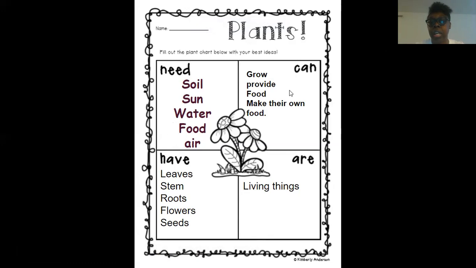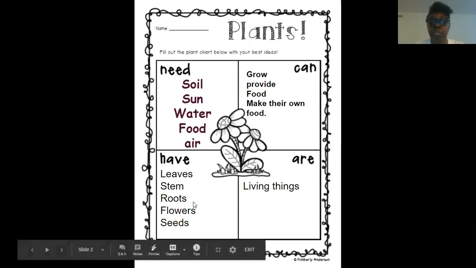Plants can, and Zayden helped me complete this one, plants can grow, provide food, and make their own food. Plants have, what do plants have? Plants have leaves, they have stems, they have roots, they have flowers, they have seeds. Those are the things that plants have. And we know that plants are living things.